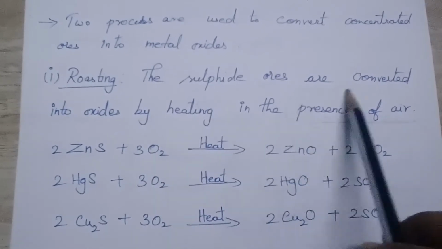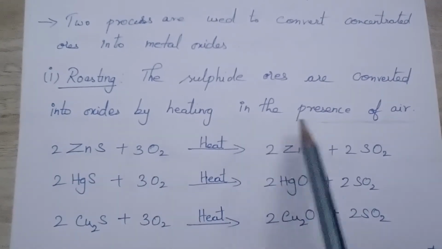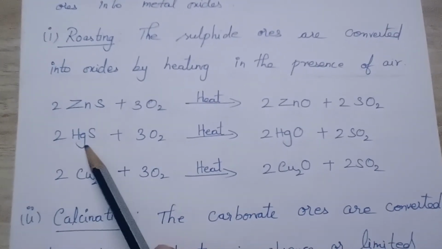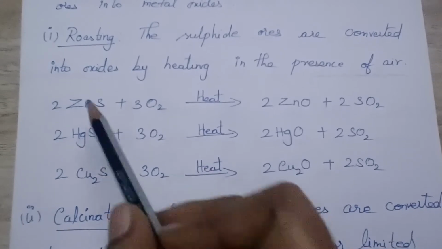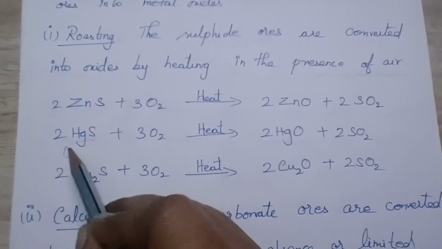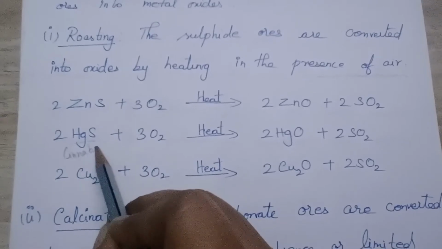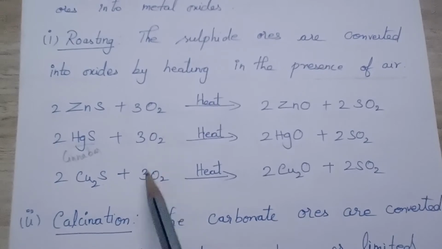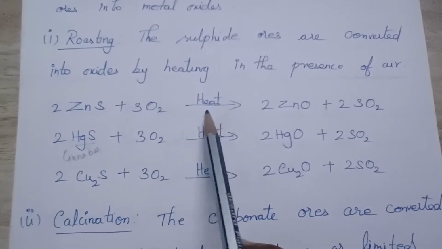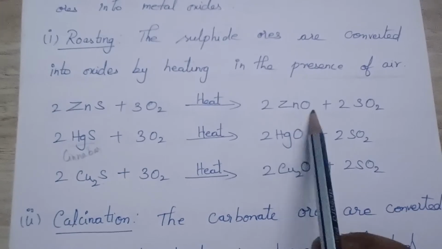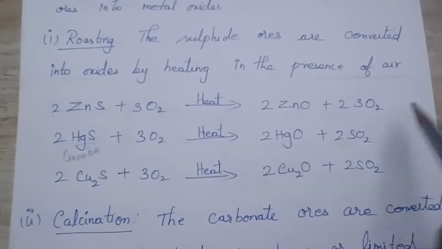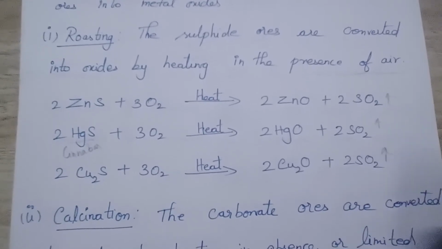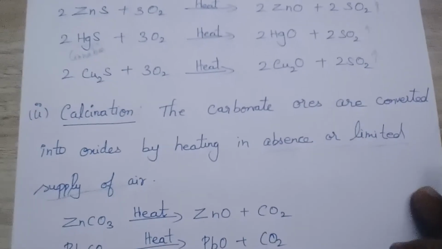The sulfide ores are converted into oxides by heating in the presence of air. Some of the ores are zinc sulfide, mercury sulfide and copper sulfide. Mercury sulfide has a common name called cinnabar. When it is heated in the presence of oxygen, the presence of air, it is converted into metal oxide: zinc oxide, mercury oxide, copper oxide, leaving SO2 gas. Clear?